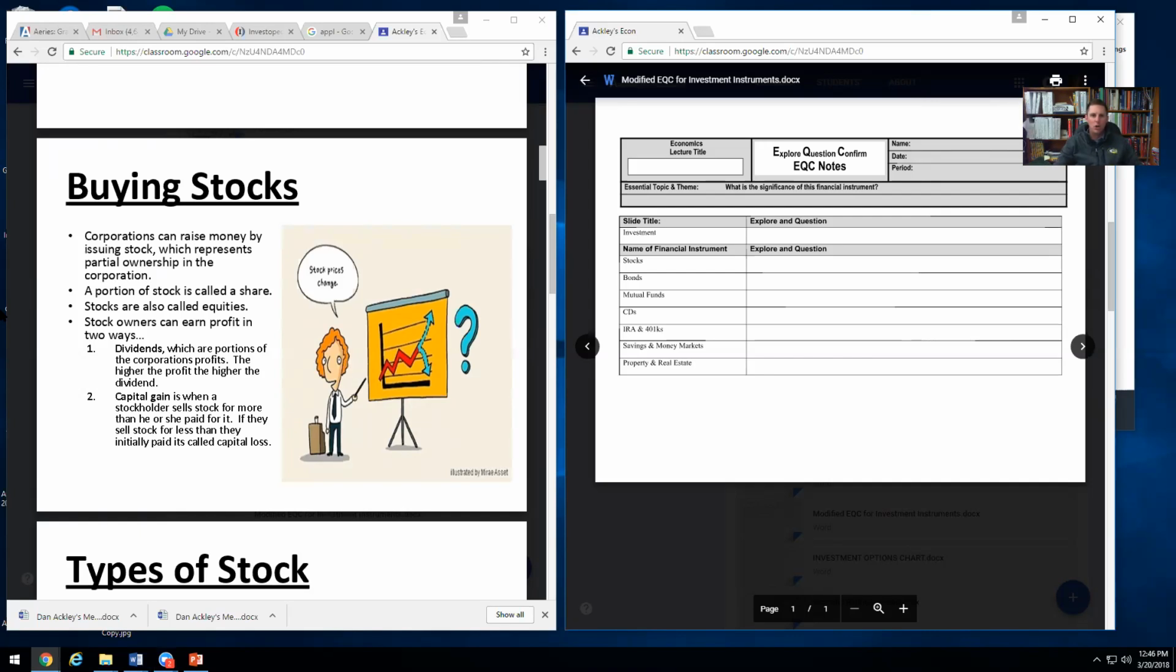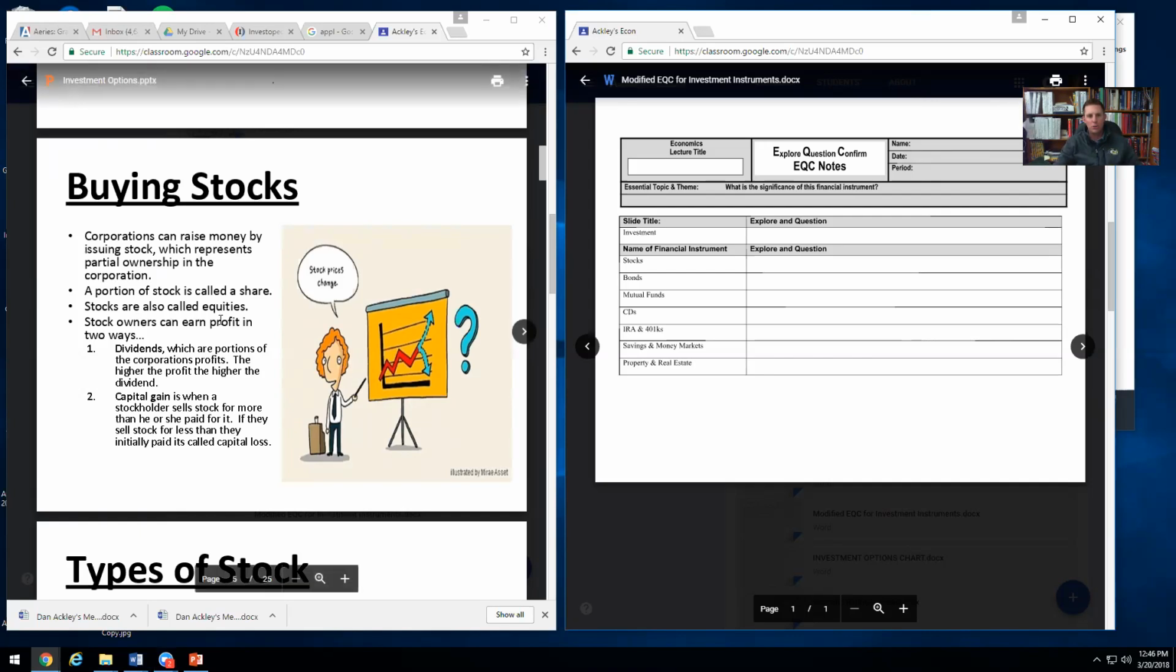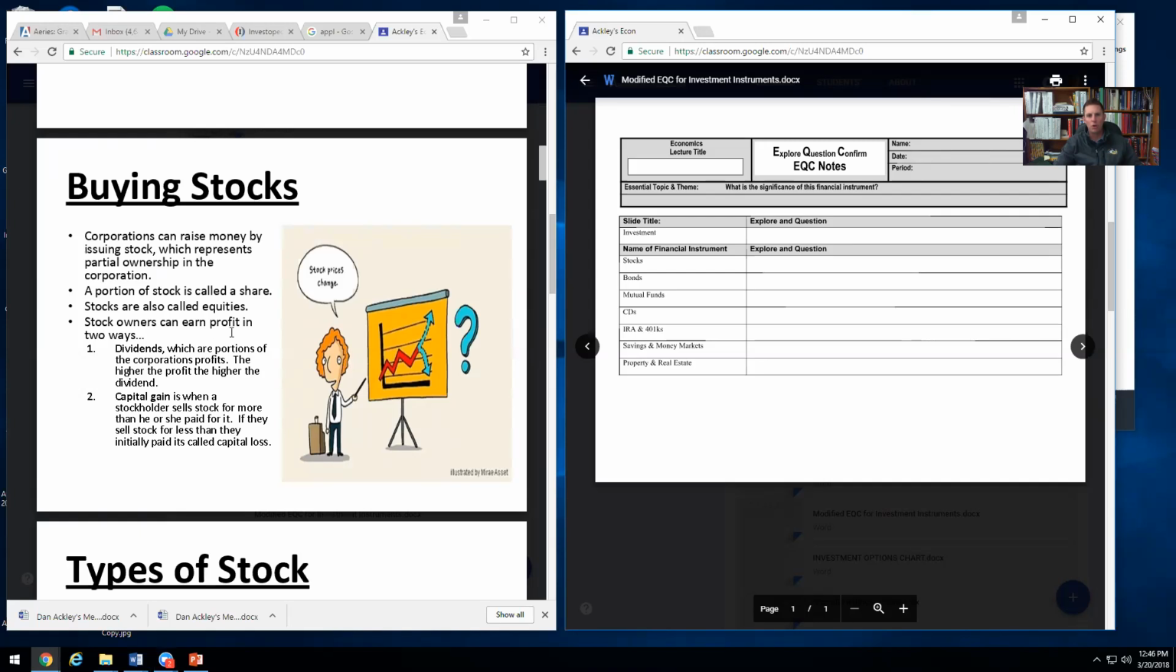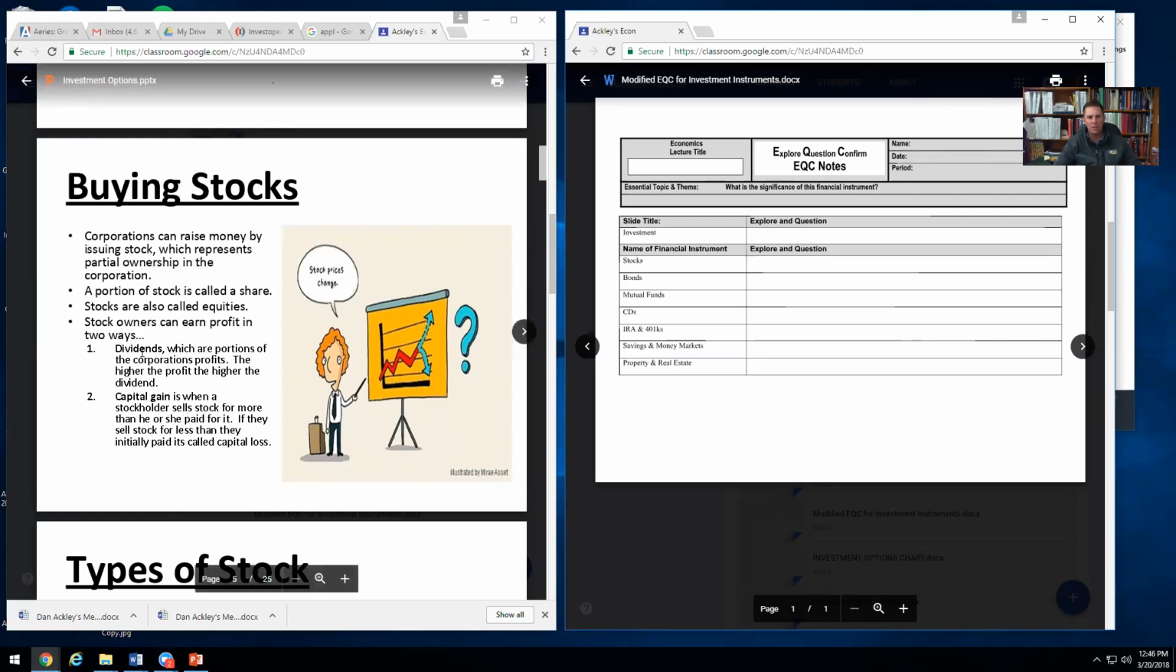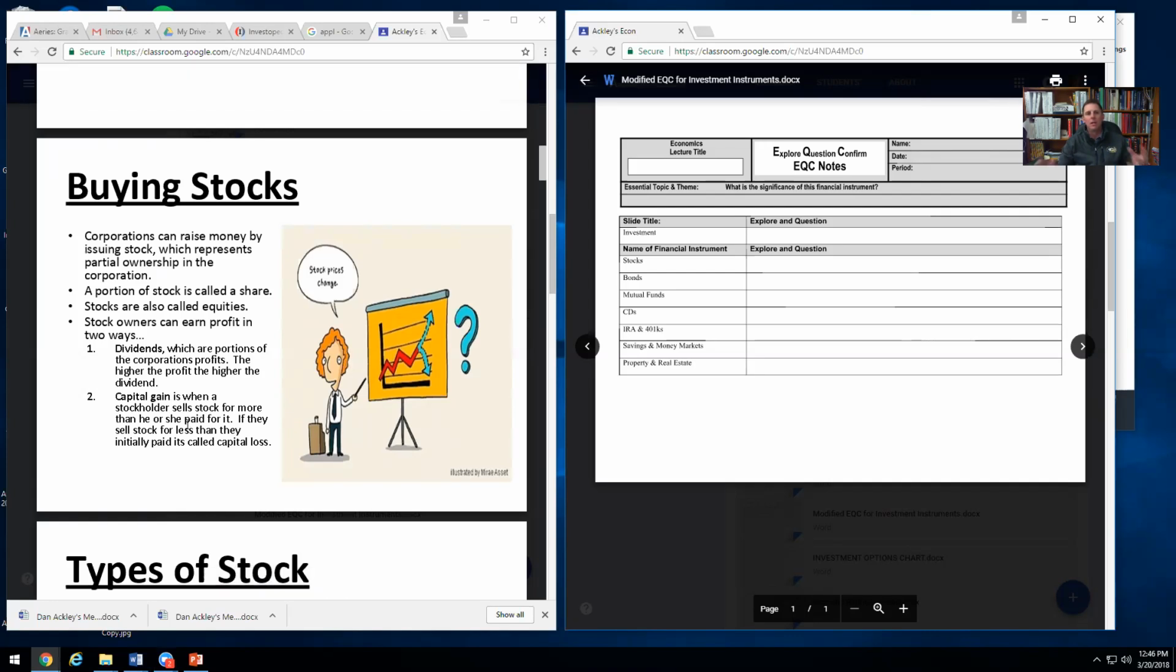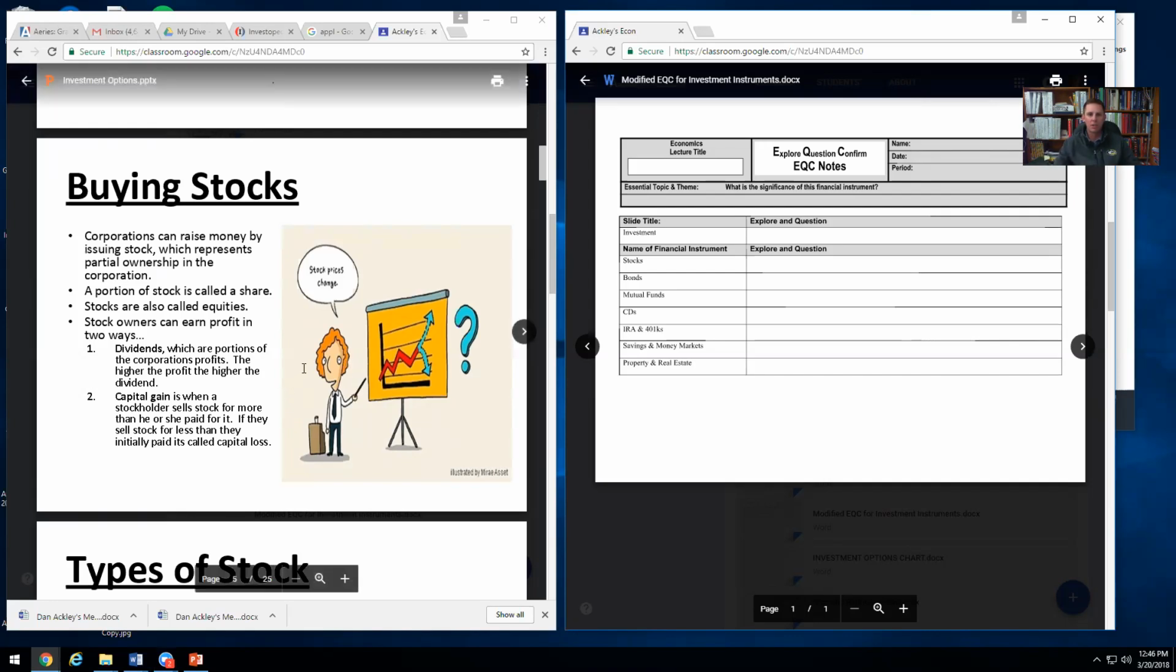And again, a portion of stock is called a share. Stocks are also called equities. Stock owners can earn profit in two ways: either dividends or capital gains. This is basically if the company grows and matures and does better and they want to pay you a dividend, that's an option to make profit as time goes on, not just also having the value of your stock shares be worth more. So that's generally how it works.